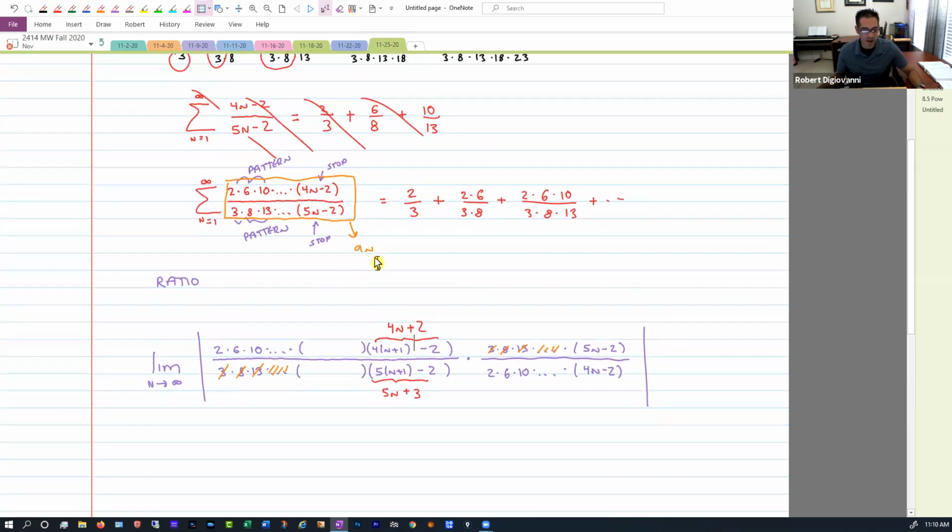Remember we said that the pattern was that with these 2, 6, 10, they're jumping by 4 each time, right? So what would the one right in front of this one be? If this one's 4n plus 2, then what would the one right in front of it be?